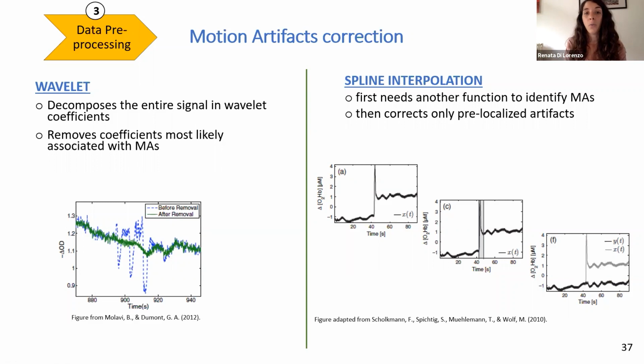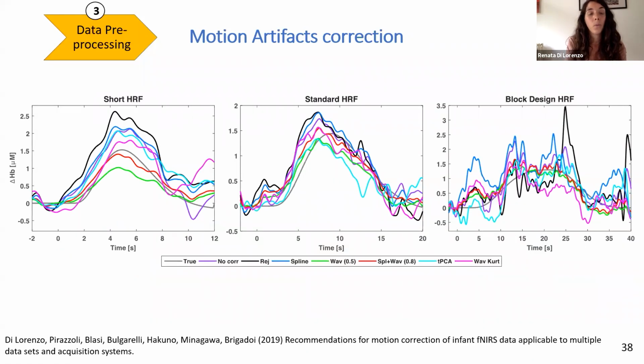Our idea was that combining these two would cover most of the artifacts that we see in infant data, which is much noisier than adult data. So what we did first was to compare our combination of spline and wavelet with the performance of all the other correction methods available.